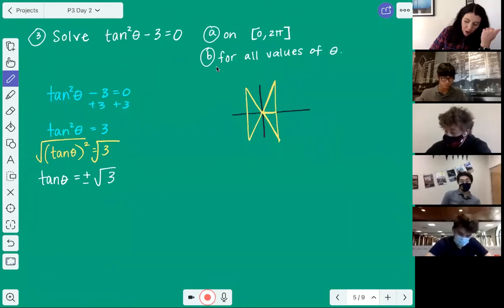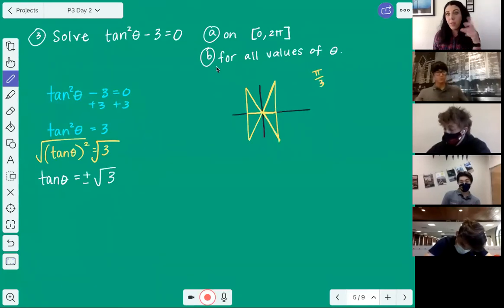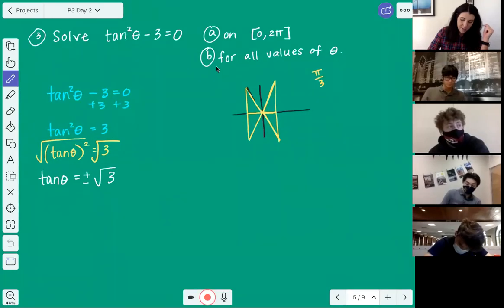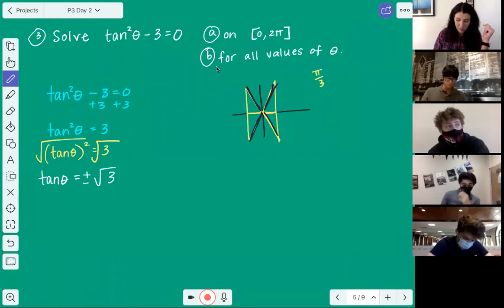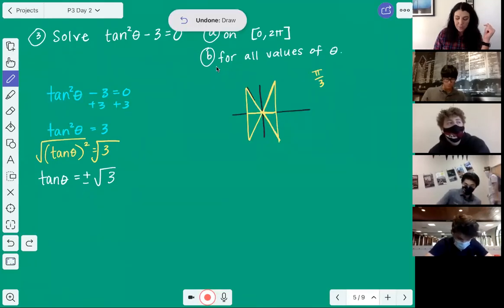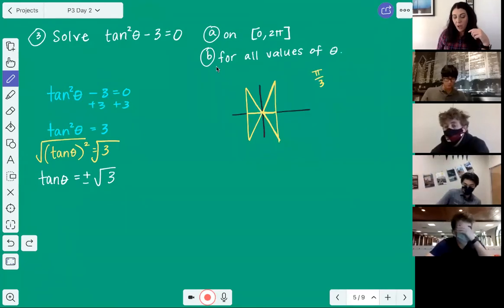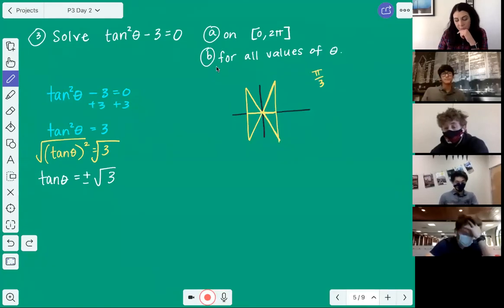So we're dealing with all of our pi over 3 reference angles, all of them in all 4 quadrants, because all of those are the place where tangent is the steepest, right? So we have tangent steep here, tangent steep here, tangent steep here, tangent steep here. All of those places are a steeper slope. So all of those places are where tangent is equal to either the plus or minus square root of 3. Okay, what are each of those angles, Thomas?